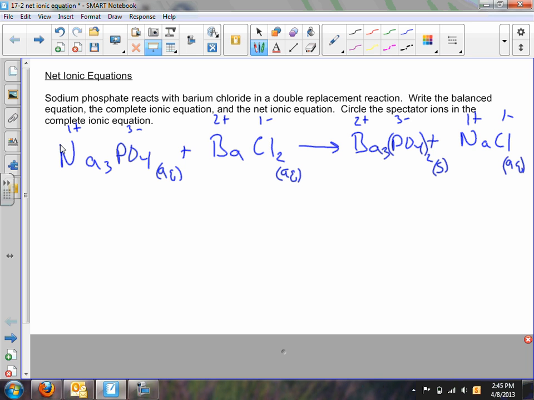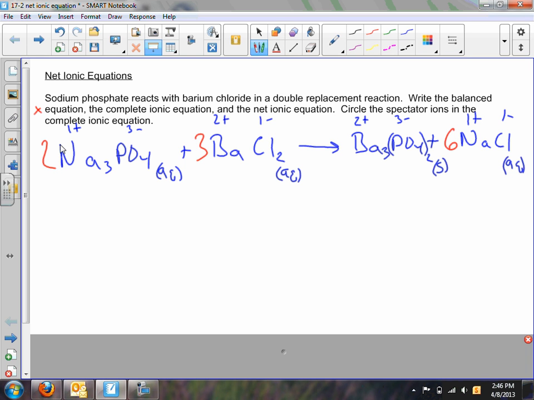From my equation, I now just need to balance it. Looks like I need 2 there for my phosphates. I need to put 6 there for my sodiums, 3 barium chloride for my chlorides, and I have 3 barium. So I've got my balanced equation done.